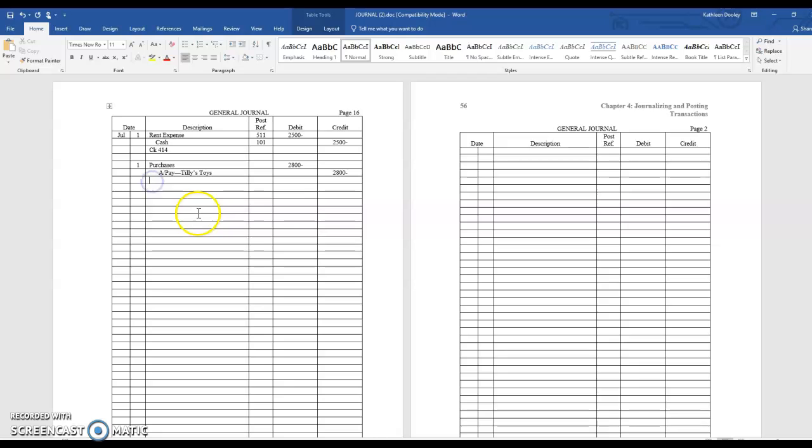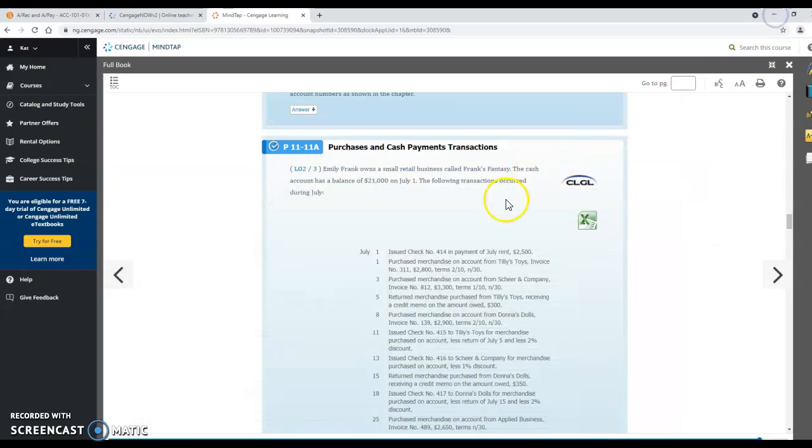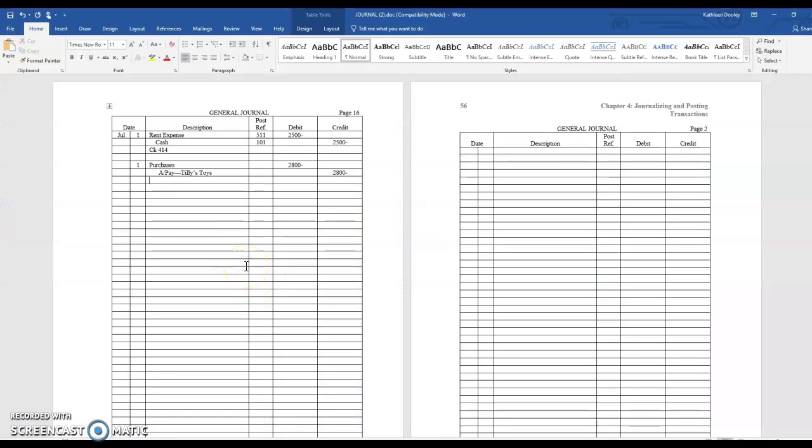Okay, my debits equal my credits, so I can put my explanation. I have to put the invoice number. That's 311. Invoice number 311. Now I have to ask myself, is there anything in this transaction that has to be posted right away? Yes. Tilly's Toys has to be posted right away. I could wait and post the purchases later if I want to, and even the accounts payable in the general ledger if I want to, but Tilly's Toys must be posted right away before I go on to the next transaction.